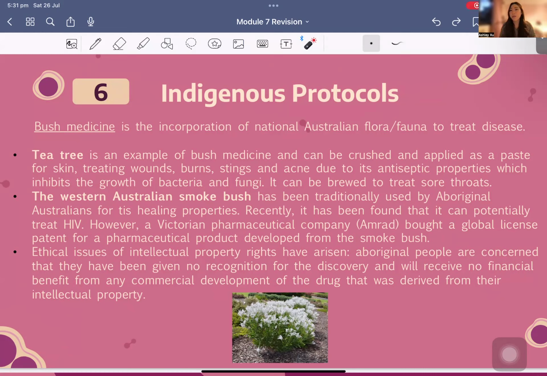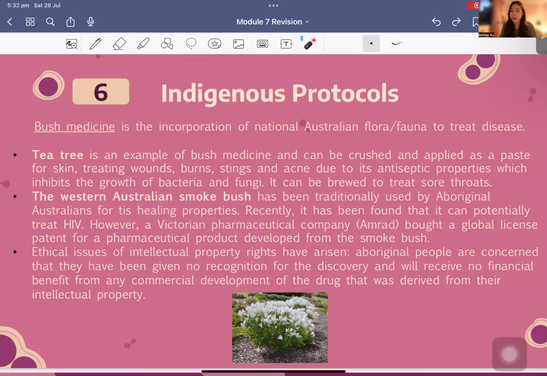If you don't know, HIV is a disease that is a really big problem right now. It causes AIDS and it is currently quite incurable. So, smoke bush has potential to cure HIV. Potential meaning that there's no real backup for it yet. We can't release it to the public, but there have been promising results. But it is the intellectual property of Aboriginal people, so we should recognize them.